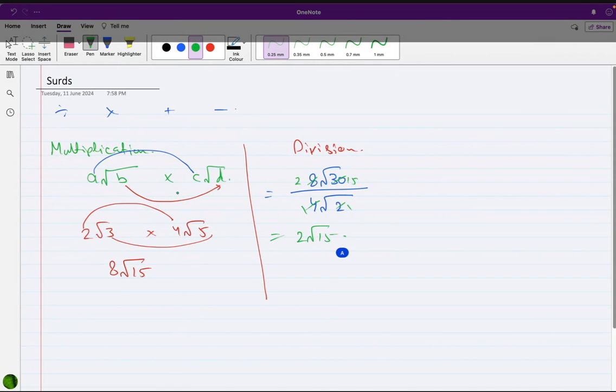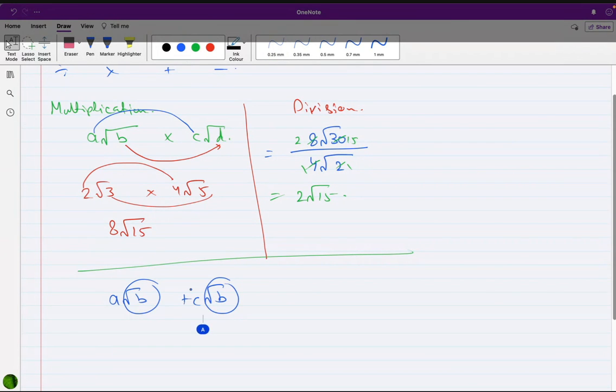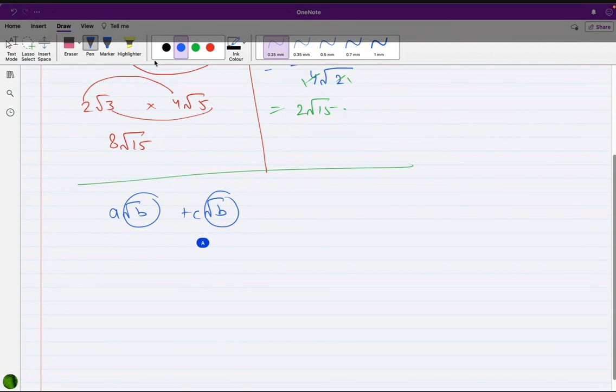That is multiplication and division. Now addition and subtraction are more or less the same. You can only add when it is a square root b plus c square root b. When the surds are the same, you can add them or subtract them. So this would be a plus c, square root b.